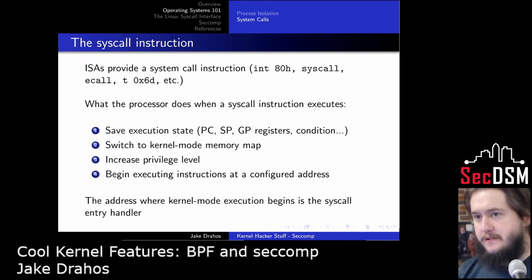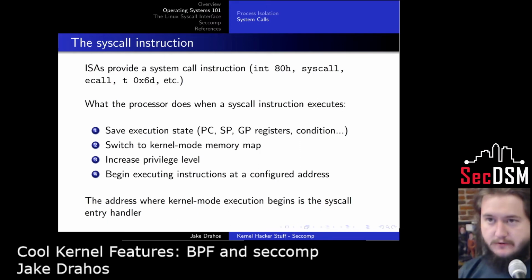But it will save as much as it needs to know about the execution state to be able to restore this process to exactly the way it is at some point in the future. It'll change its memory mapping into a kernel mode memory map. So now instead of the processor seeing that process's memory image, it'll see something different, something more, seeing into IO space, etc.